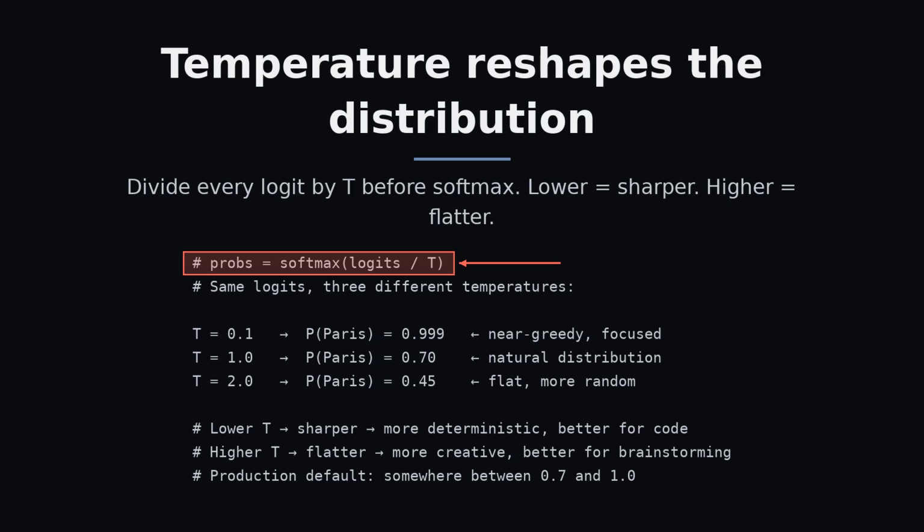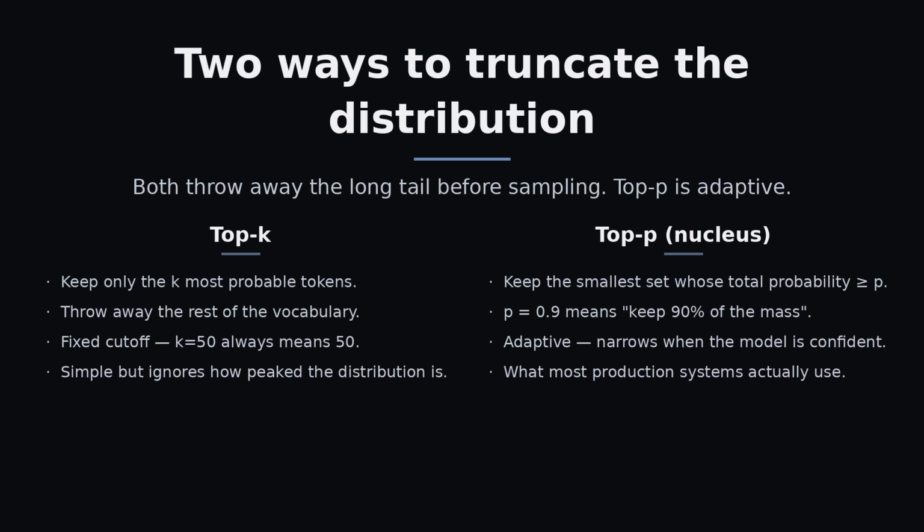So in plain terms, lower temperature is more focused and predictable, better for code or factual answers. Higher temperature is more creative and surprising, better for brainstorming. Most production assistants set temperature somewhere between 0.7 and 1. Two more knobs you'll see in any inference API.